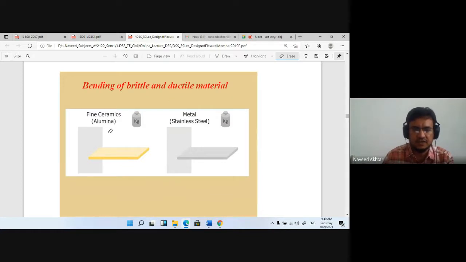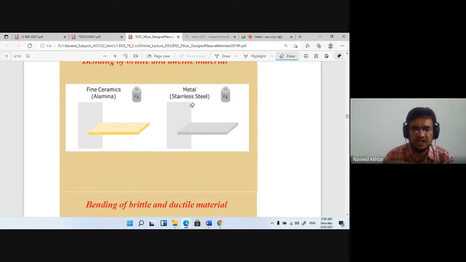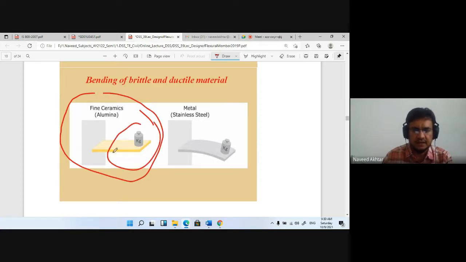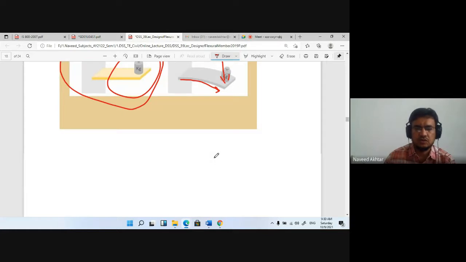Now you can see the bending of brittle and ductile material. In case of a cantilever, there is aluminium and steel. You know steel is a ductile material. How will the bending be there? In brittle material, there is no bending up to the resistance; otherwise, it will break. But in tension, the brittle or ductile material should bend when you apply a load here. So you can understand this.